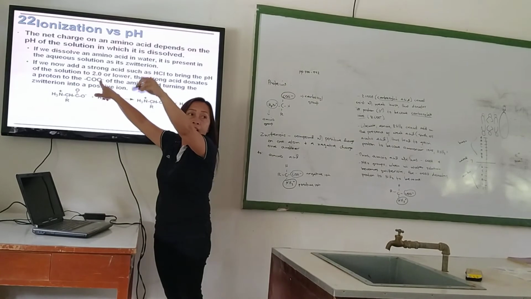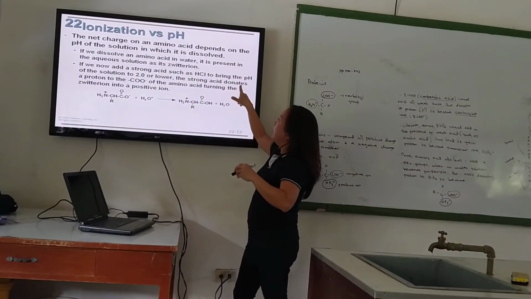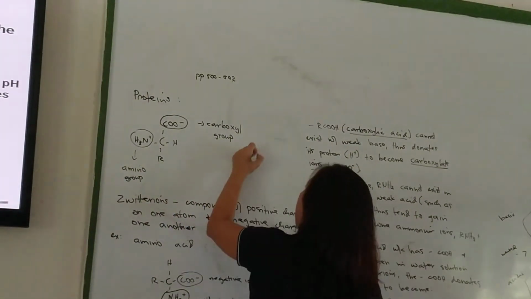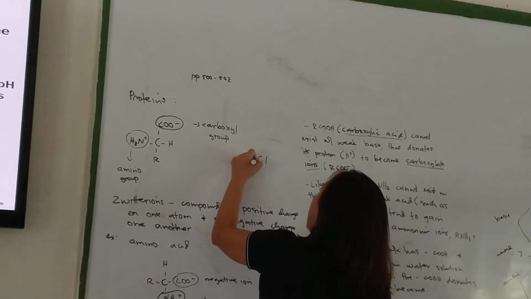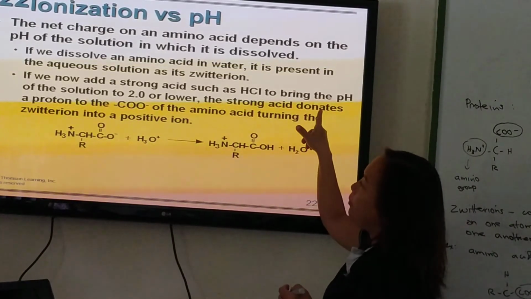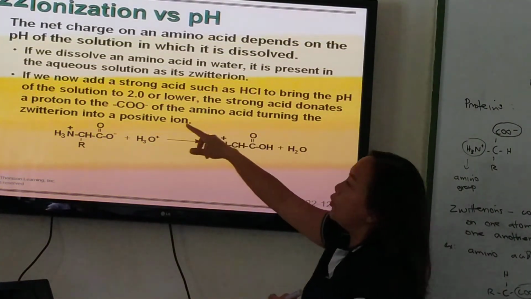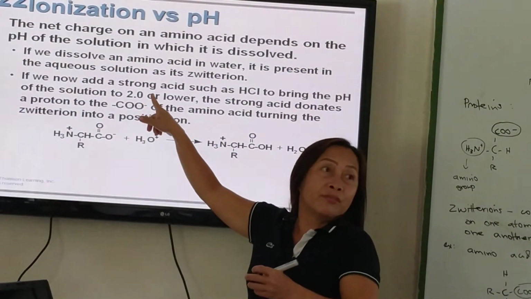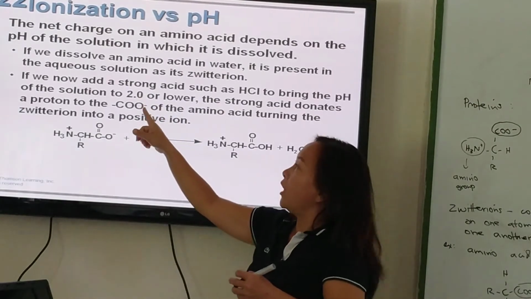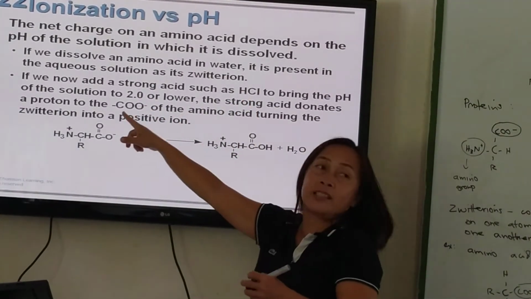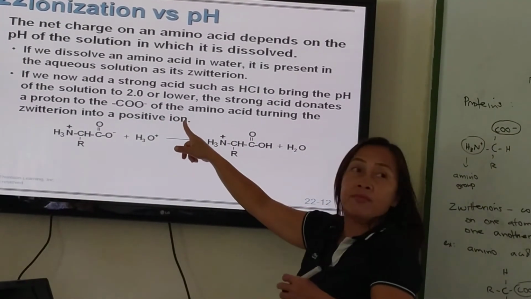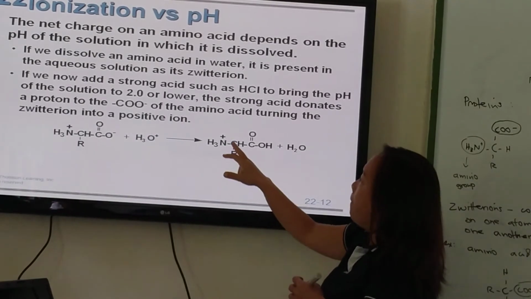It gives its proton. It donates, meaning the hydrochloric acid, say you have the HCl. Now, this is the source of the proton. The H is donated by the hydrochloric acid to the carboxyl group. Remember, it is COO negative, it is ionized. So, HCl donates to the carboxyl group of the amino acid, turning the zwitterion into a positive ion. So, it becomes a positive ion.